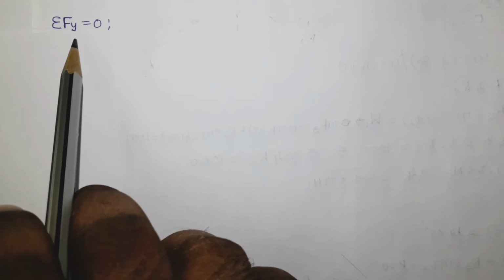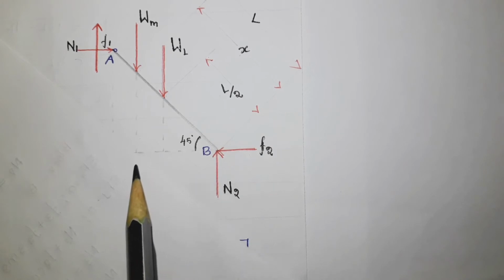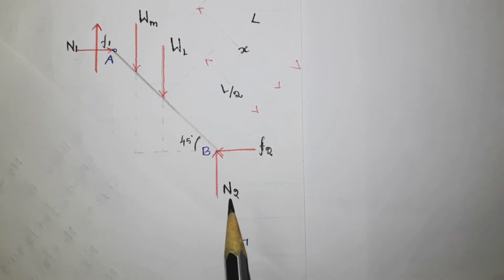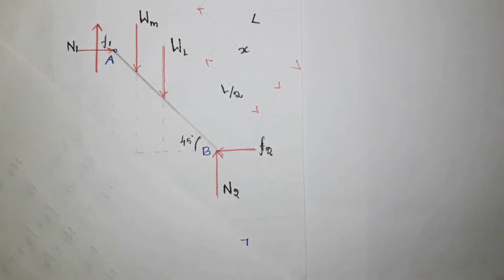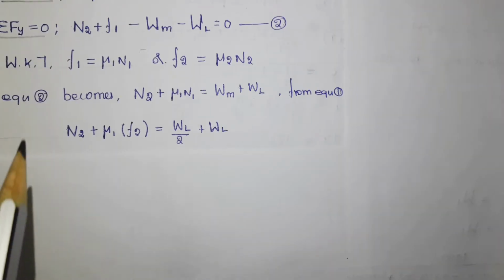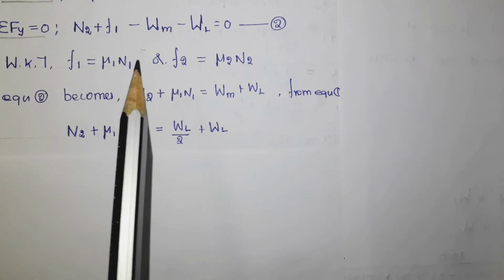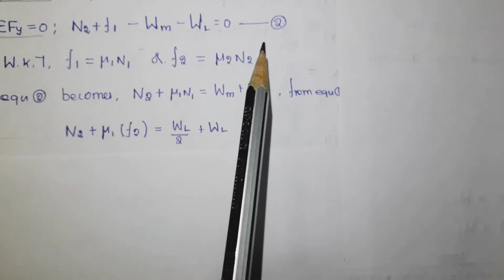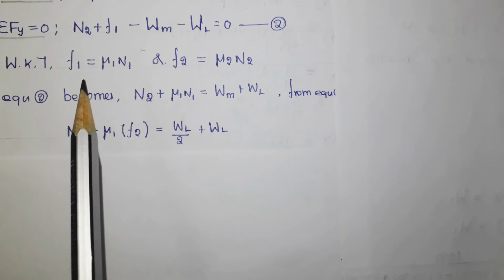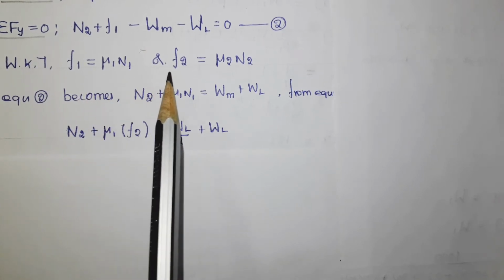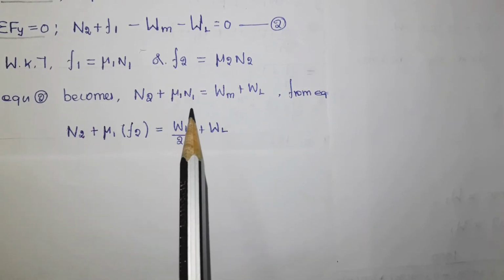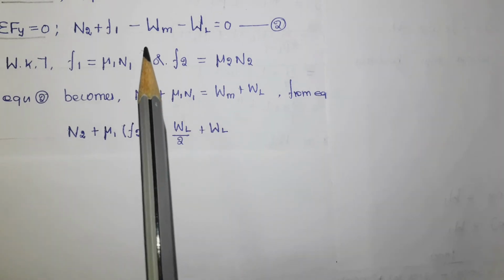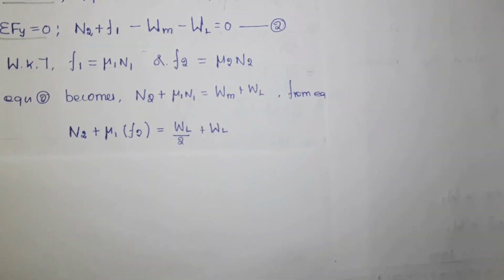Next is the second equilibrium equation, summation of all y components is 0. Again this is the free body diagram. If you see here, there are four vertical forces. One is N2 positive, WL and WM both are negative, and F1, that is also positive. Now let us go to the equation, and this is the equation: N2 plus F1 minus WM minus WL equal to 0. This is equation number 2. Now just substitute the basic friction equation, F1 equal to mu1 into N1 and F2 equal to mu2 into N2. Now in the place of F1 it becomes mu1 into N1, and just bring WM and WL to the right hand side.